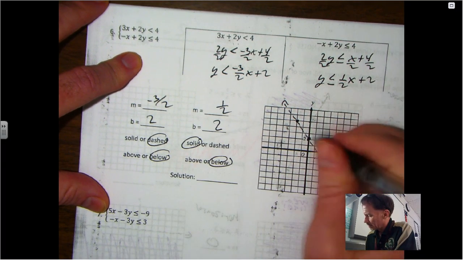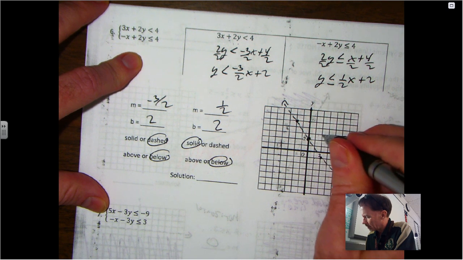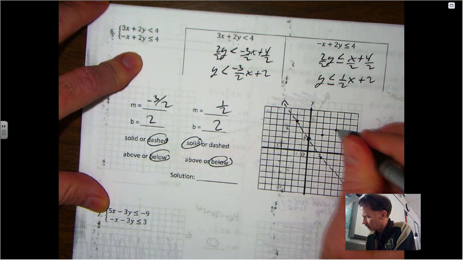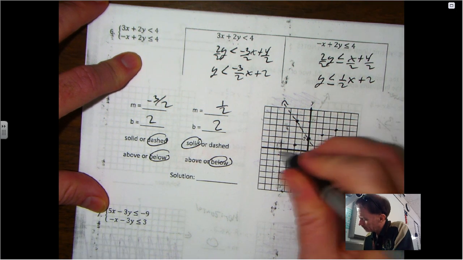And then my second one starts at the same place at 2, but now the slope is positive 1/2. 1 over 2, 1 over 2, 1 over 2. And that's going to be a solid line.